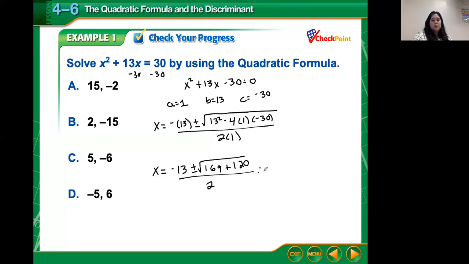So we're going to go ahead and simplify again. So we have negative 13 plus or minus the square root of, so we're going to add 169 and 120. 289.